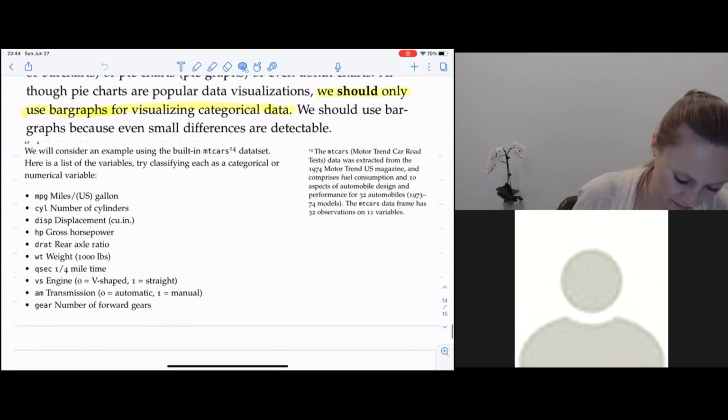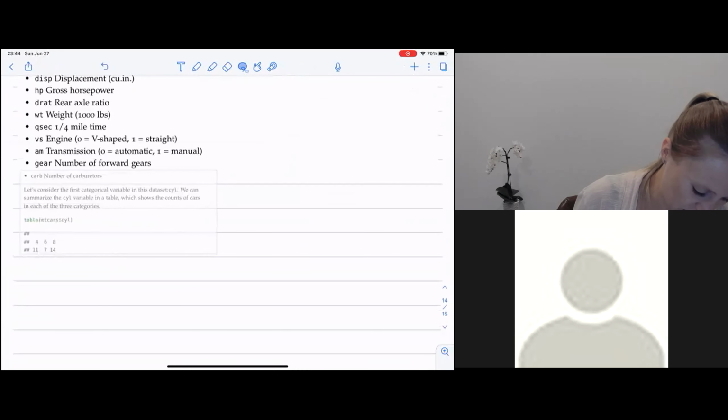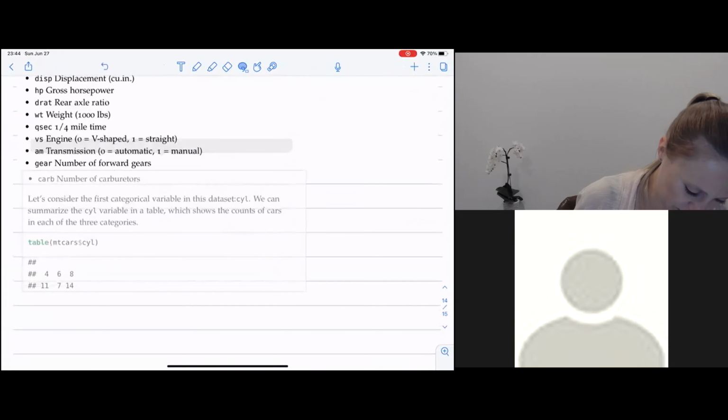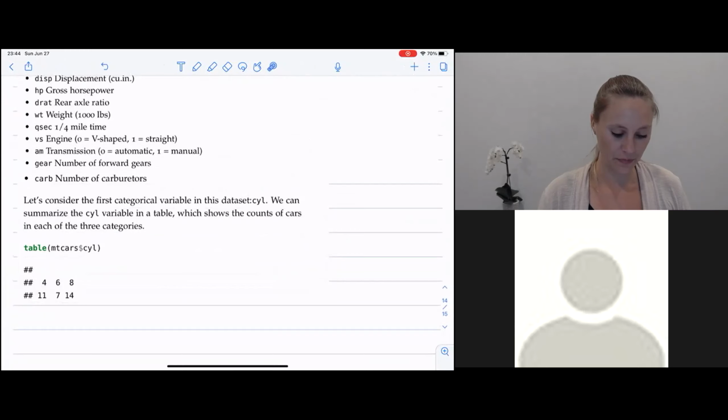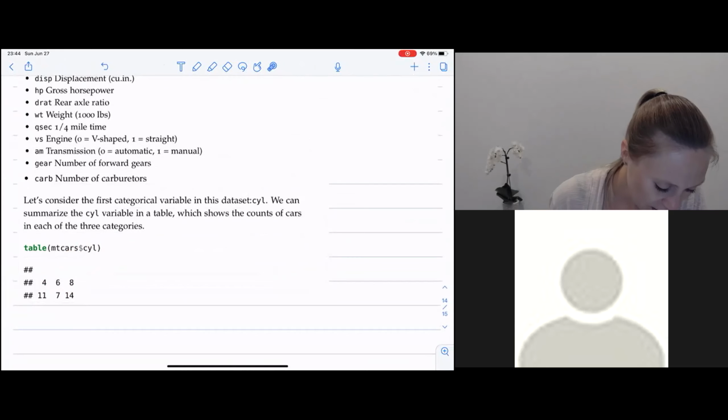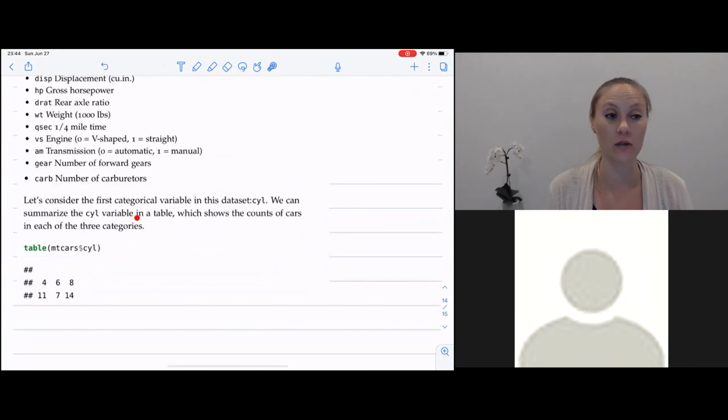So usually, because we have categorical data, to summarize categorical data, we use a table, right? It's not usually this kind of robotic looking, but this is generated in R, and it is a table, so that's okay. So we're going to consider the first categorical variable in the data set, which is the number of cylinders. So we can summarize the cylinder variable in a table, which shows the counts of cars in each of the 3 categories. That's really all we can do for categorical data.